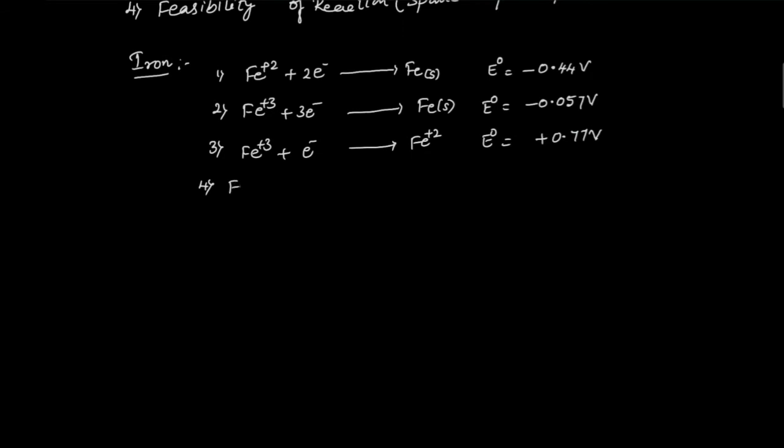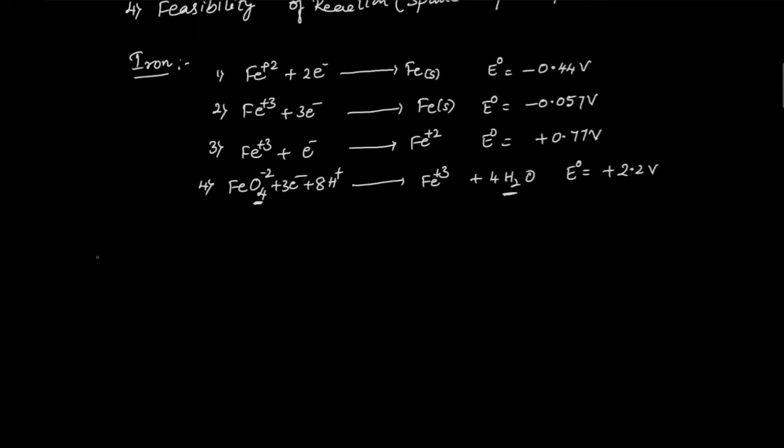The fourth reaction: FeO4 minus 2, that means the ferrate ion, accepts 3 electrons and is reduced to Fe plus 3 ion. In order to balance this equation, we have 4 oxygen atoms, so we add 4 water molecules, and then we have 8 hydrogen, so we add 8 H plus ions. This is the balanced equation. For this step, the standard reduction potential value is plus 2.2 volt.